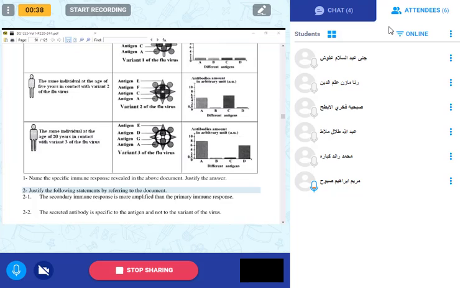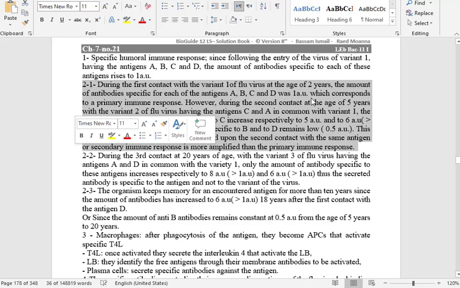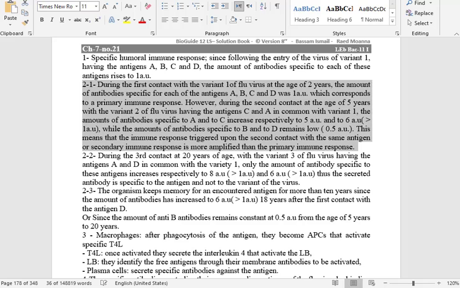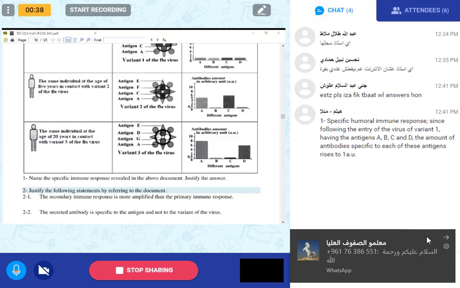A or C, either A or C. A, in the first time it was 1 AU. In the second immune response it becomes how much? 5. Okay, so surely the secondary is more amplified. Yes. Secondary is more amplified. Okay, so let's read the answers.